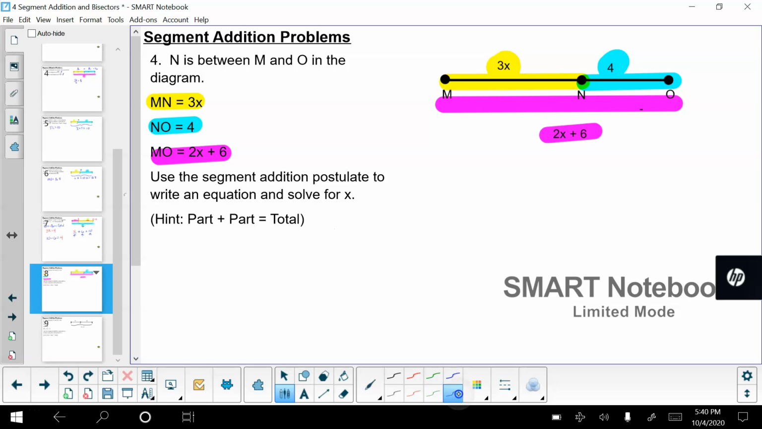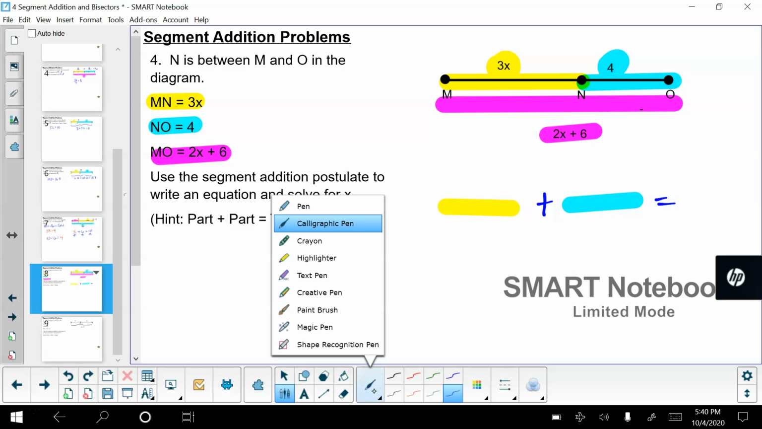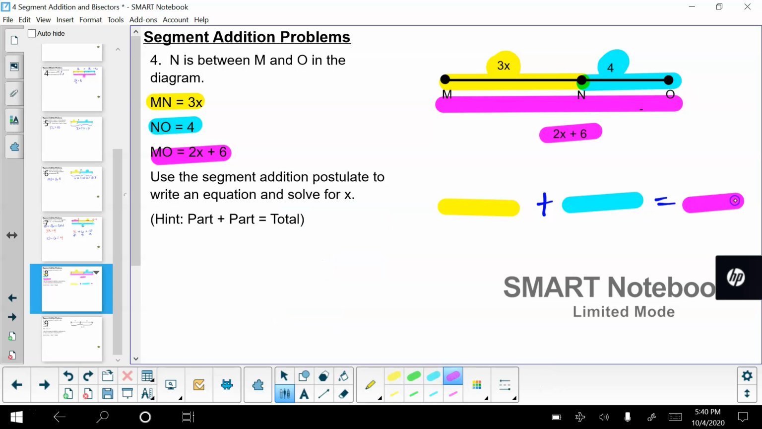So if I can just think about how that would work, basically what we have on the screen is we have our pieces here, because if I take the yellow and then I add the blue, that should give me the whole thing, which was the purple. And realize what each of those pieces are. The yellow is the MN, the blue is the NO, and the purple is the whole thing M to O.